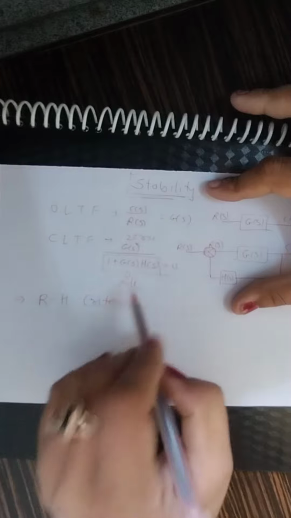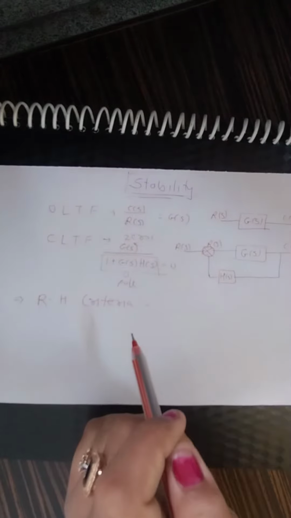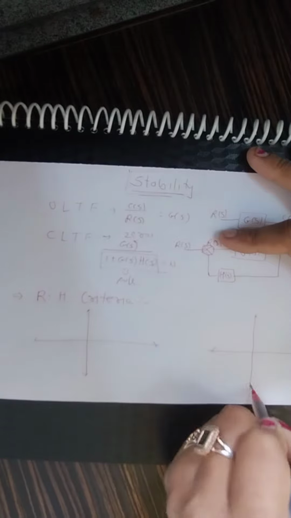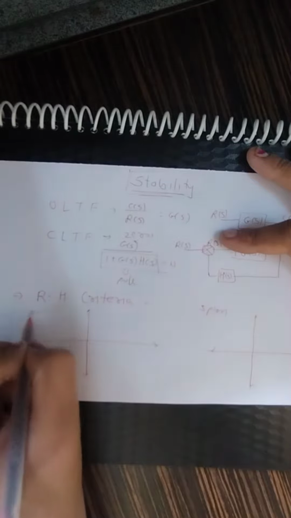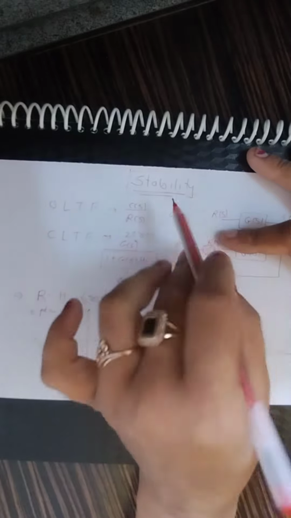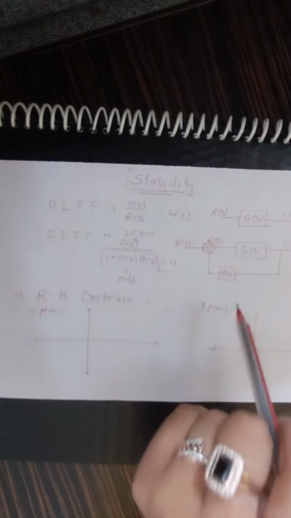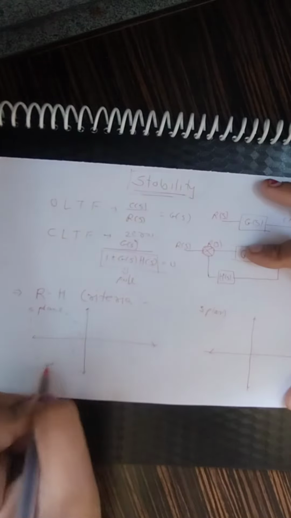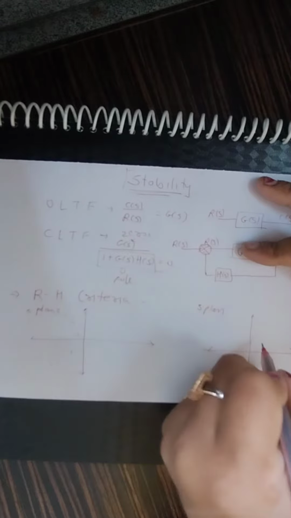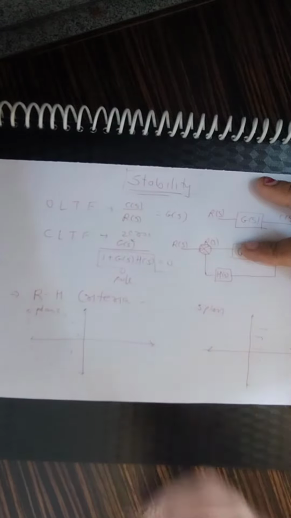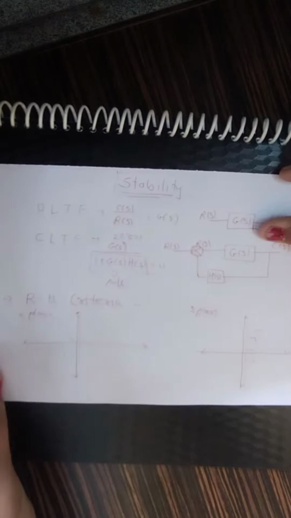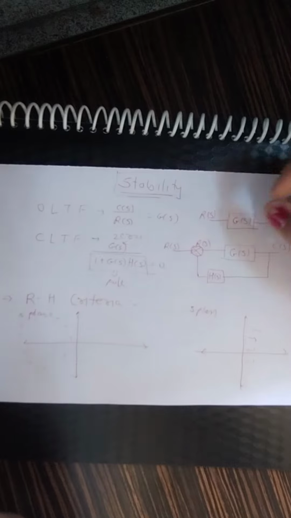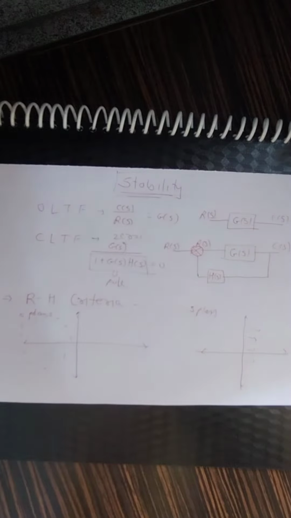If we want stability, what do we find? This is the S plane. We can say that my system is stable if every pole and every zero is on the left hand side of the S plane. If any one pole is on the right side of the S plane, then we can say that my system is unstable. So for stability we have to check whether my poles and zeros are on the right hand side or left hand side of the S plane.